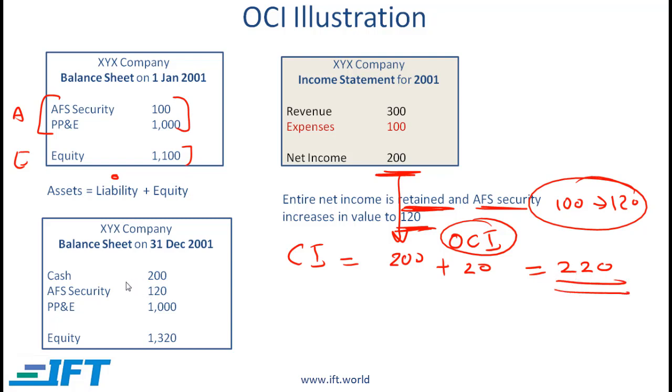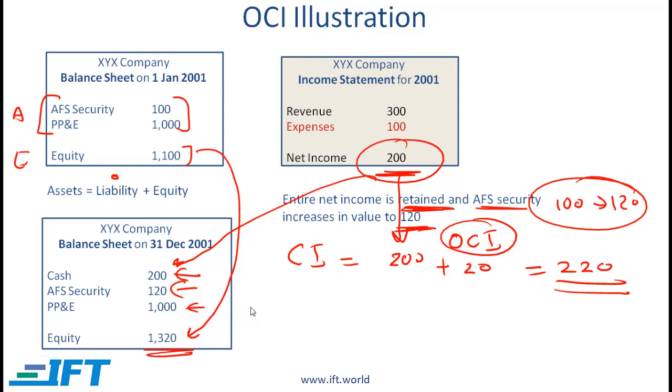Let's look at the balance sheet. The cash is 200. This is coming from the net income. So that's right there. The AFS security has gone up to 120. So that's shown over here. Assume that the property, plant and equipment is still at 1,000. And equity has gone up to 1,320. Notice that the increase in equity is 220.